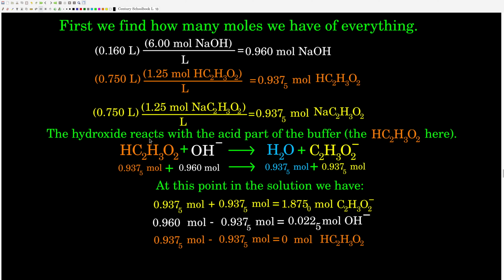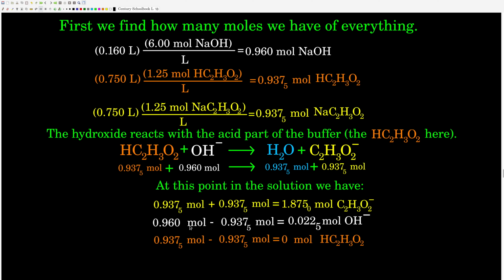And so what happens is, kind of like we saw before, in this case the base, the hydroxide, will react with the acid part of the buffer solution, single arrow, it's 1-to-1, right? So for every 1 hydroxide we use up 1 acetic acid. Well, we only had 0.9375 moles of acetic acid. So we're going to use up that much of the acetic acid, and make water and acetate ion. And so now at this point in the solution, we made this many moles of the acetate ion. Initially we had that many moles of the acetate ion. So now we have 1.875 moles of acetate.